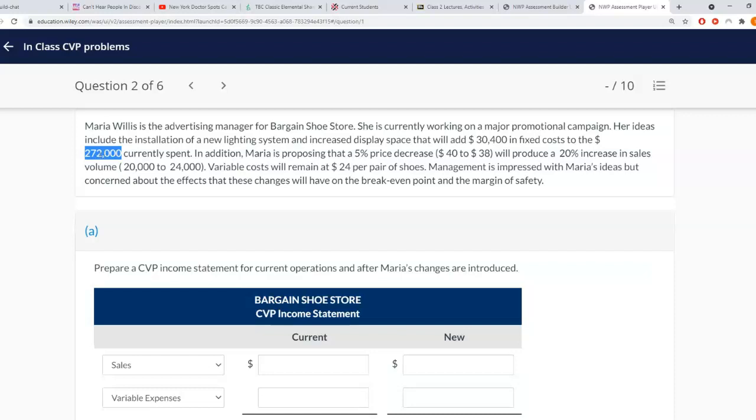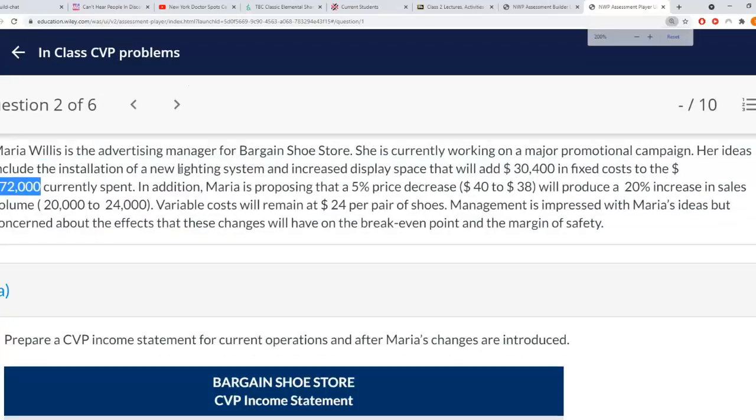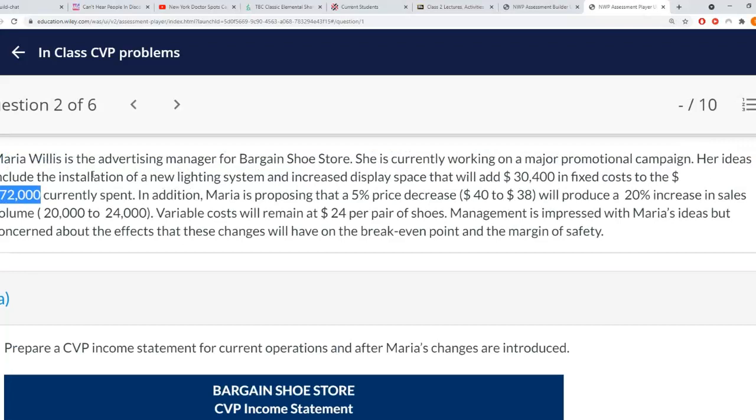200 fixed cost. Can you make it larger for me? Yeah, one second. Okay, good. Now the sales. The sales right now is $40, right? The 5 increase will be produced. Yeah, but you want the current now. So it's 40 times 20,000.